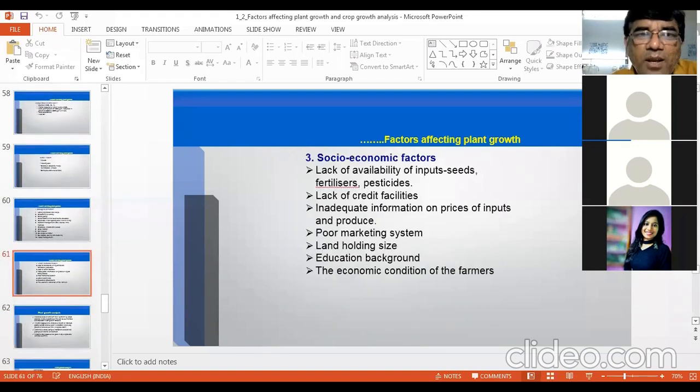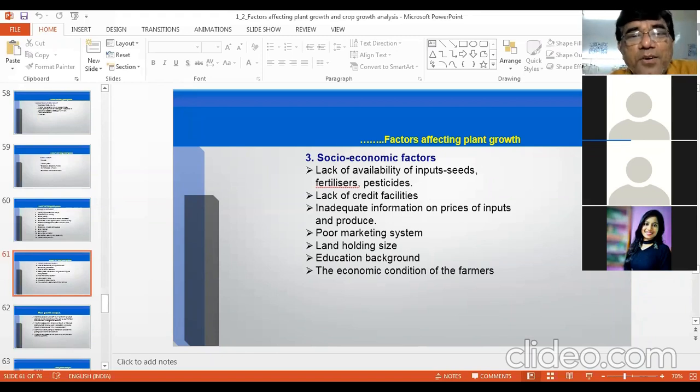Very good. Now, socioeconomic factors are also there, like lack of availability of inputs: seeds, fertilizer, pesticides. Many times because of money problems or several issues in our country, I don't want to speak about here, farmers do not get inputs in time. So again, jugaad is needed. Here also jugaad works. So those farmers who have jugaad can get fertilizer. Those who don't have jugaad don't get fertilizer or seed.